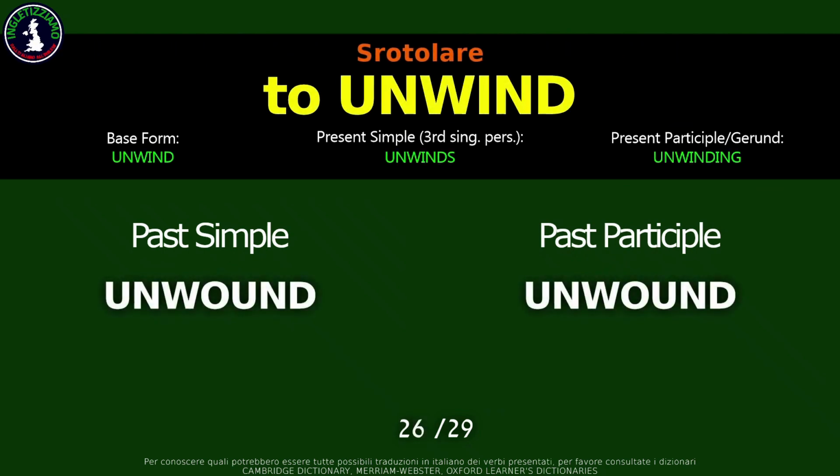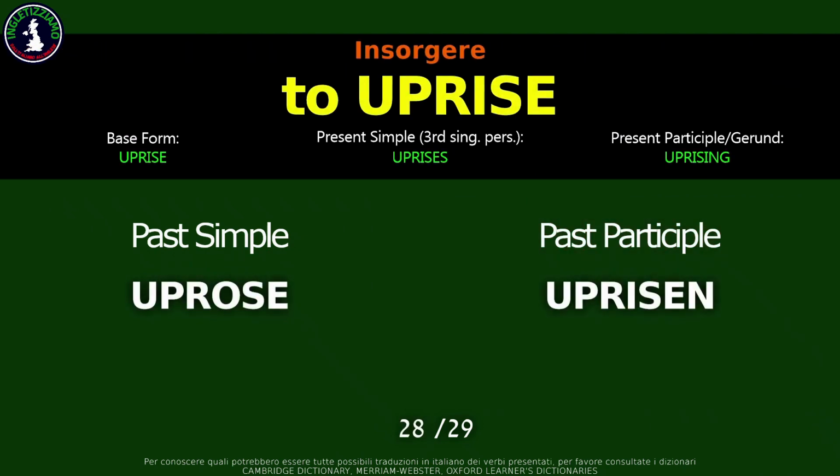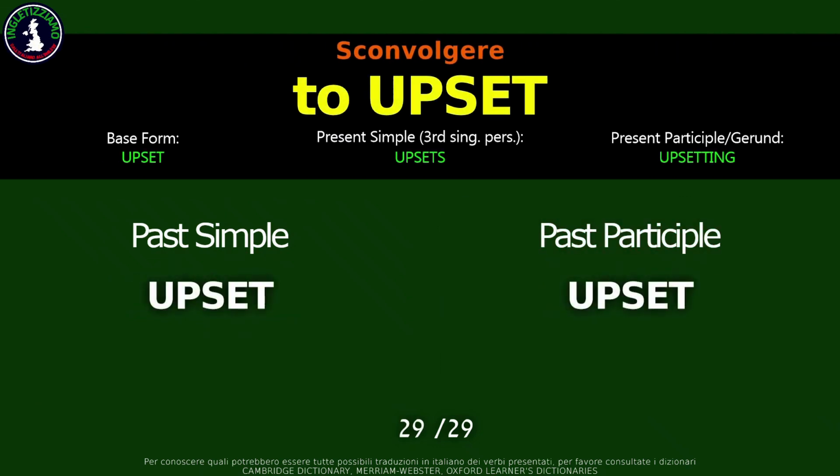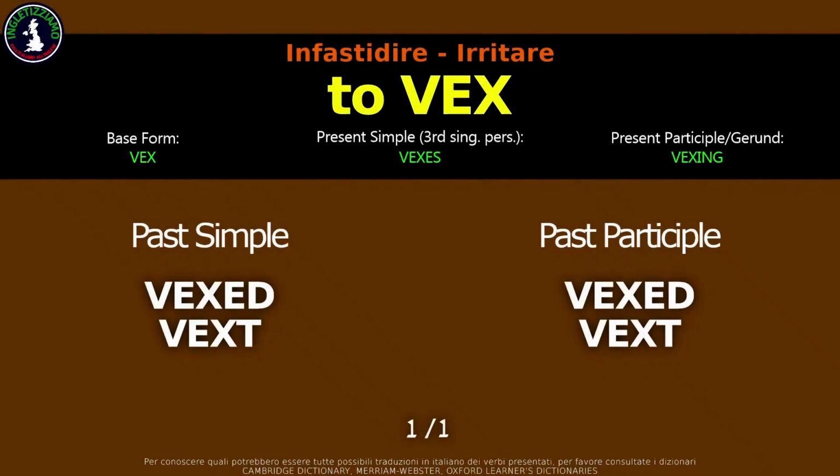To unwind, unwound, unwound. To uphold, upheld, upheld. To uprise, uprose, uprisen. To upset, upset, upset. List of irregular verbs with the letter V. To vex, vexed or vexed.